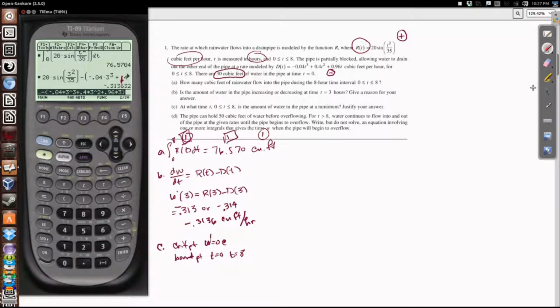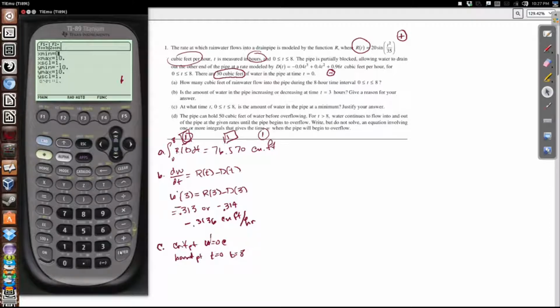So I'm actually going to jump to my graphing part of this. I'm going to put y equals, and I'm going to type in my first equation, which is going to be 20 times the sine of, in this case, x squared, because I'm graphing y as a function of x, divided by 35 for my first function. I'm going to set up my second function to be the negative 0.04x cubed plus 0.4x squared plus 0.96x. And I want to know where these graphs intersect on my domain.